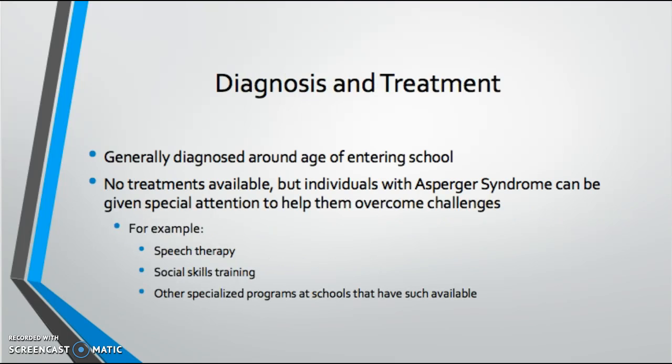For diagnosis and treatment, children are generally diagnosed around the age where they enter school. While there are no specific treatments available, individuals with Asperger syndrome can be given special attention to help them overcome challenges they may face. For example, they could go through speech therapy, have social skills training, and have other specialized programs at schools wherever they are available.